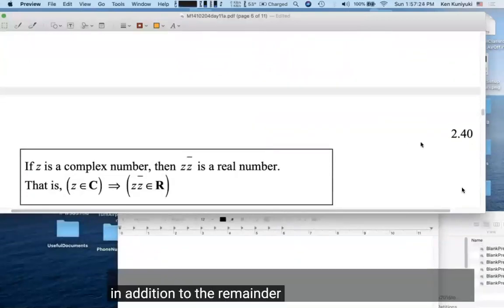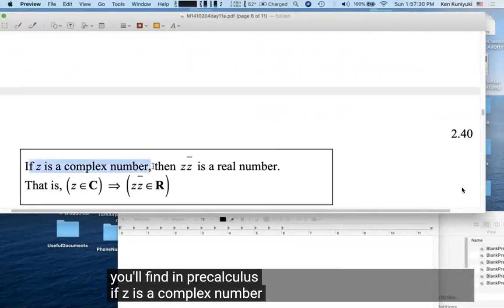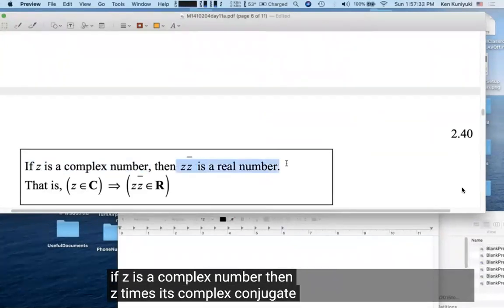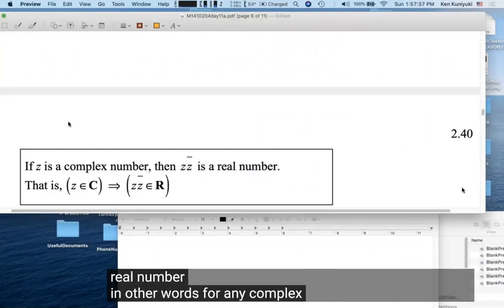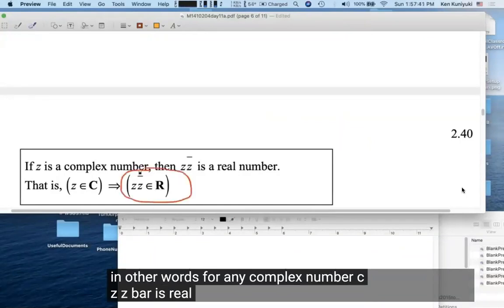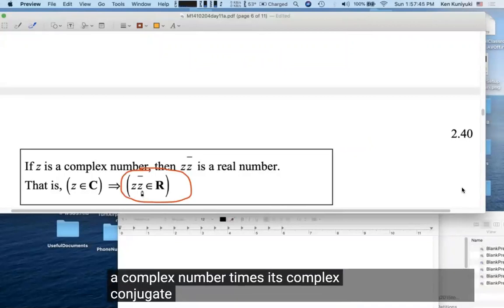In addition to the remainder theorem, this is one of the shortest theorems you'll find in pre-calculus. If z is a complex number, then z times its complex conjugate will be a real number. In other words, for any complex number z, z z bar is real. A complex number times its complex conjugate will be a real number. Here's a proof.